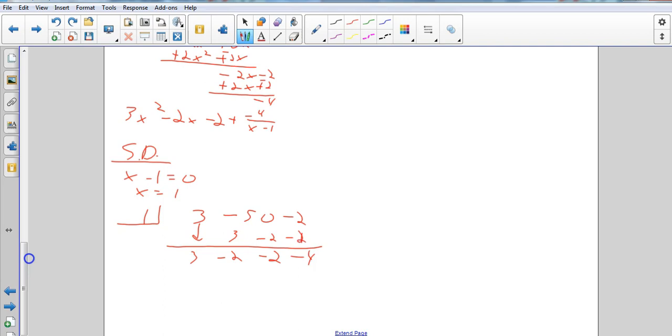Now remember, I started off with x cubed, so I'm going to make this into x squared, this into x, and my original divisor, and I'm done. So you can see synthetic division really is quicker.